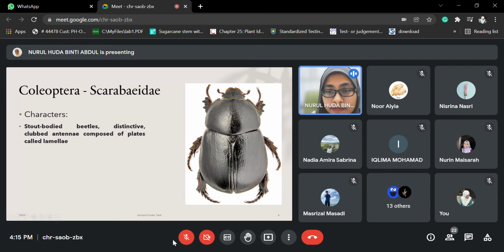Ada at the end of the tibia ni ada spine part. Yang ni pun ada, kaki belakang pun ada, but the one in 4 legs not very much clear lah kan, tak nampak. But middle and hind leg, there are spine or spur, you can call it spur as well, at the end of the tibia. Okay, so this is also the characteristic for this beetle.